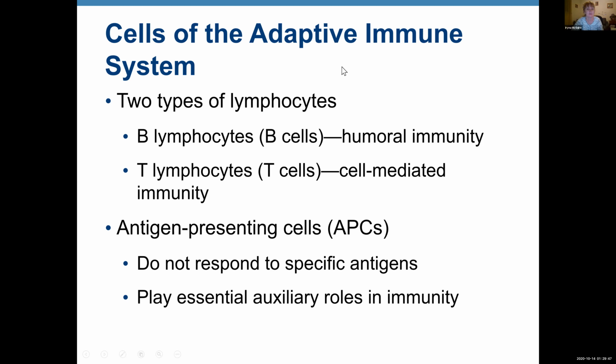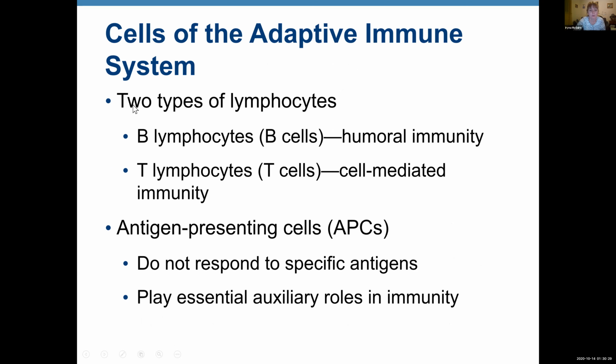And other cells that are part of the adaptive immune system are antigen-presenting cells, which are not specific. Lymphocytes are specific; they will be activated by specific antigens. Antigen-presenting cells are actually phagocytes, or dendritic cells, or macrophages. They do not respond to specific antigens. So they are part of both specific and non-specific immune responses, and they play an essential role in both of these immunities.